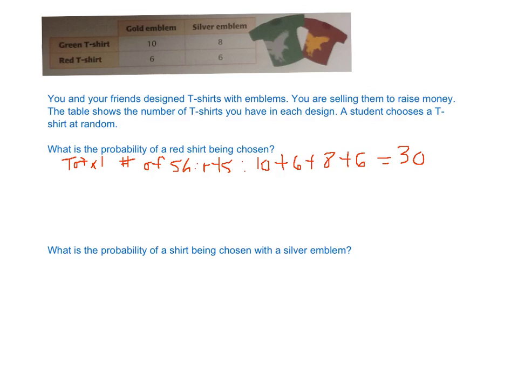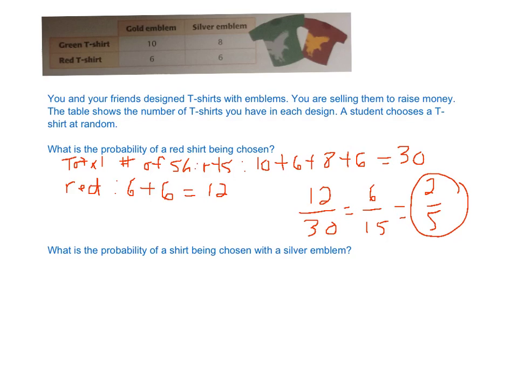And how about the total number of red? Well, red we have 6 plus 6, which is 12. So we have 30 shirts. Of them, 12 are red. And we can reduce this. Those are both even numbers, so we can reduce this down to 6/15. Those are both divisible by 3, so this can be 2/5.